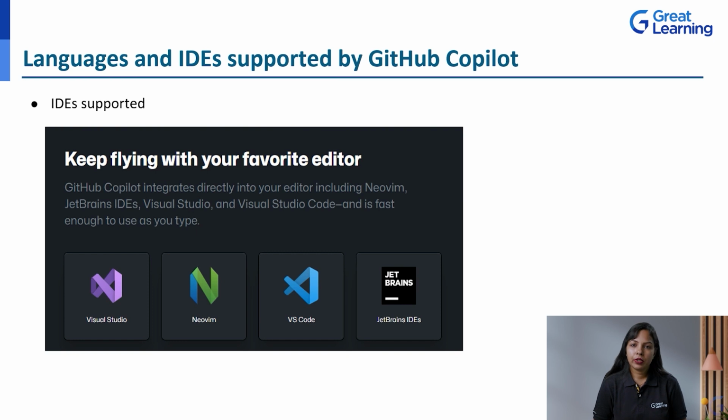Talking about the IDEs supported by GitHub Copilot. From the official announcement on the GitHub Copilot website, you can see that it mentions that GitHub Copilot integrates directly into your editor, including NeoVim, JetBrains IDE, Visual Studio Code. Right? So these are the 4 IDEs, integrated development environments, on which you can use GitHub Copilot. I will be using Visual Studio Code to demonstrate the codes and also the SQL queries. But why have I selected this? There is no such strong reason.